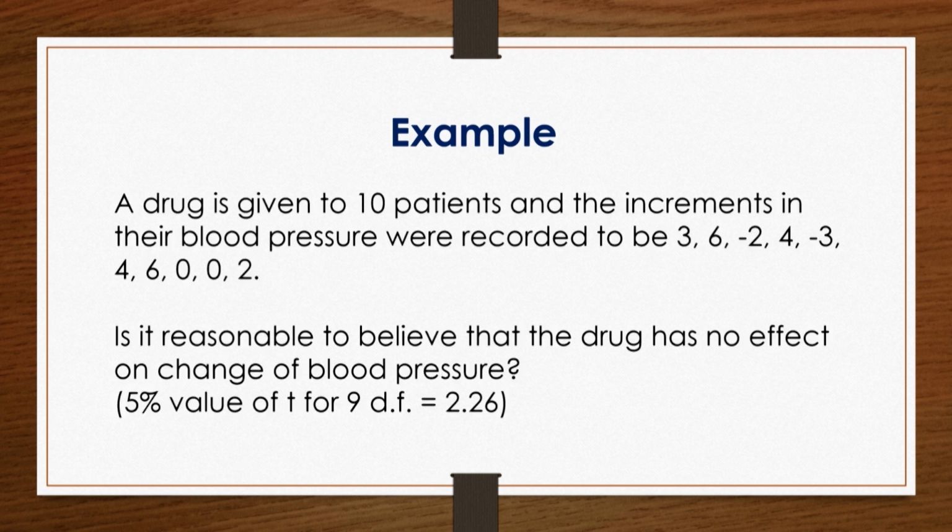Example. Here a drug is given to 10 patients and the increments in their blood pressure were recorded to be 3, 6, -2, 4, -3, 4, 6, 0, 0 and 2. It is reasonable to believe that the drug has no effect on the change in blood pressure.